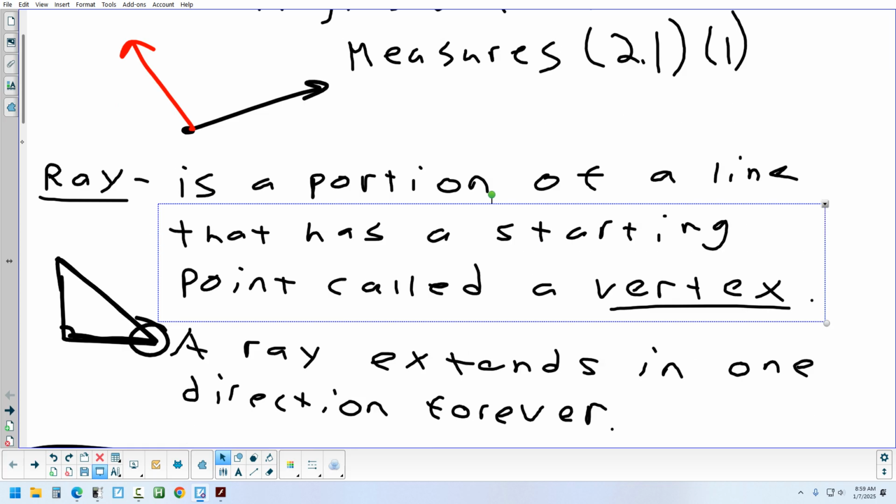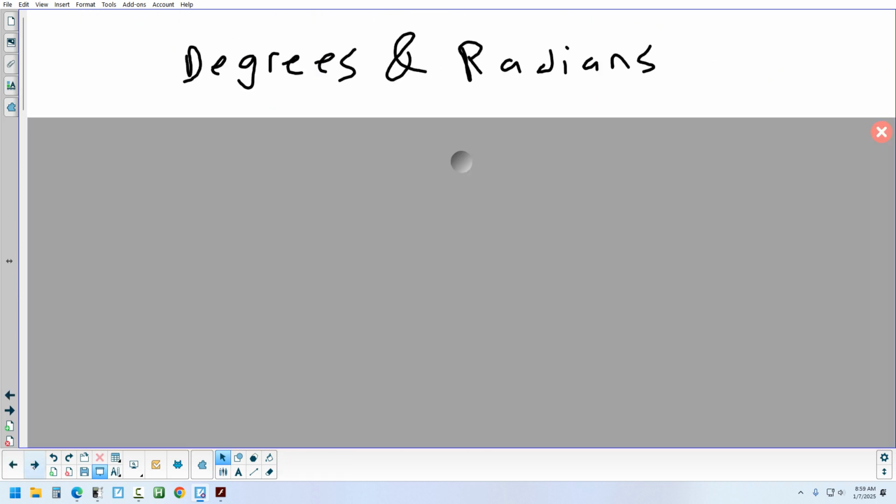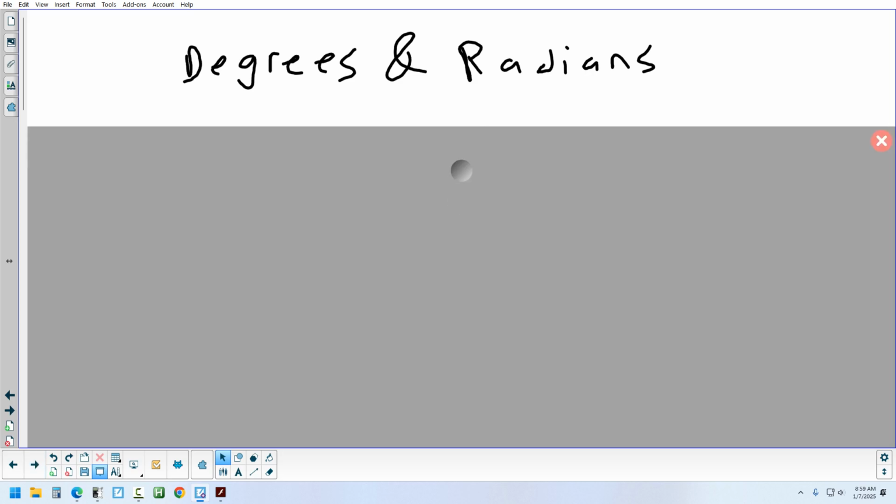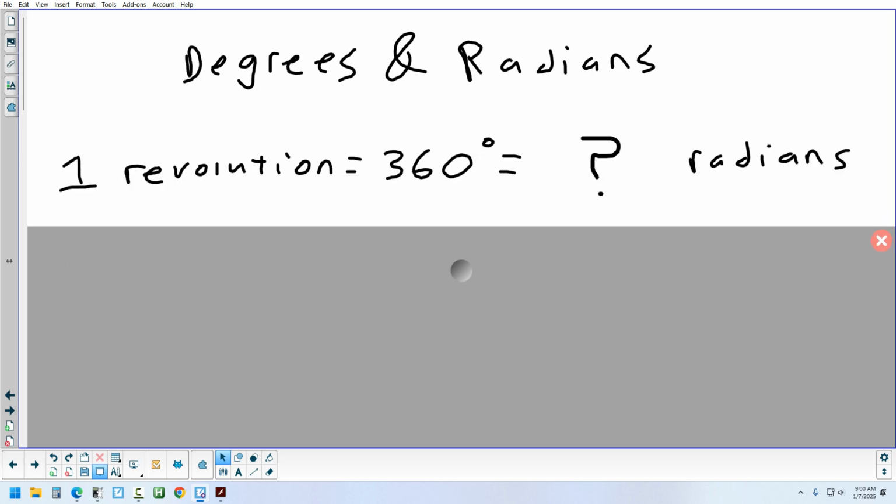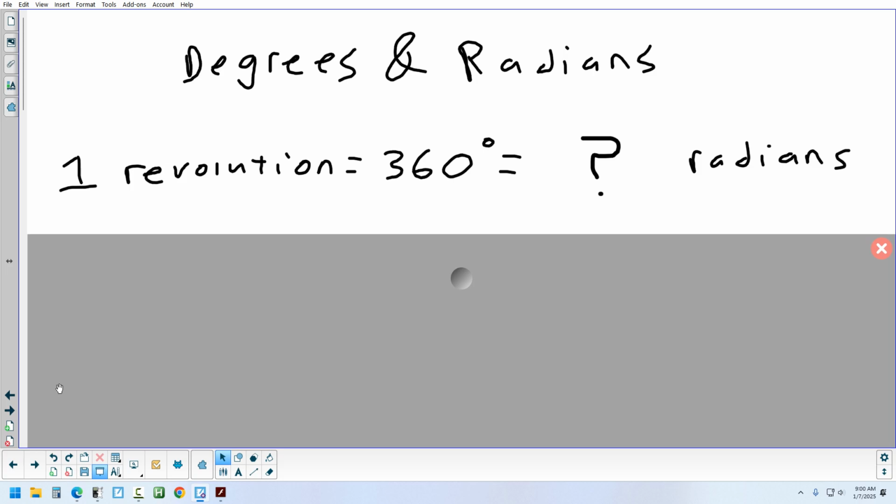All right, so let's take a look now at two different ways that we can measure an angle. One way, which I've shown you a little bit, is degrees. Now we're going to look at another way called radians. What's the connection between an entire revolution and degrees? 360. Okay, there's 360 degrees in one revolution. What I want to figure out is the question mark: how many radians in one revolution?